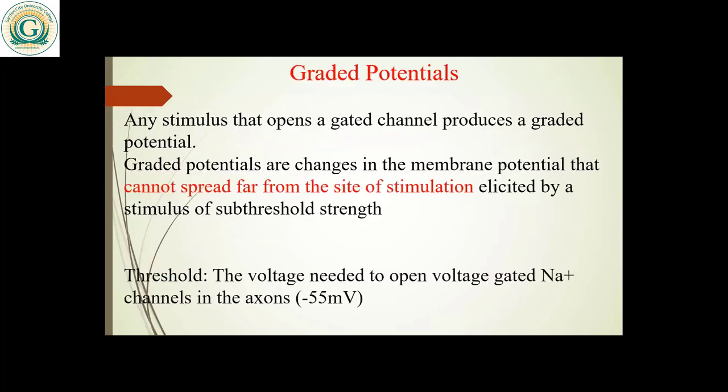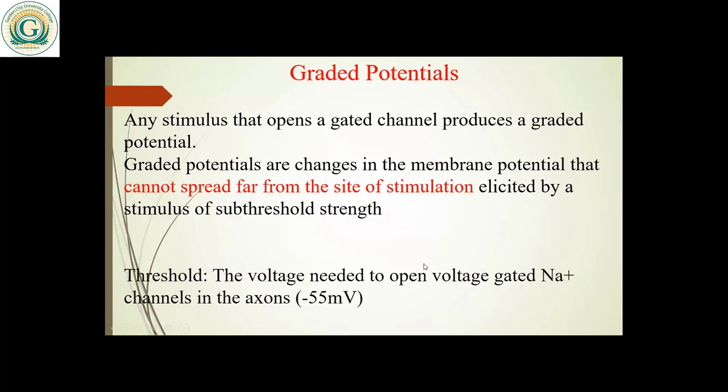So graded potentials mainly start at the dendrites or the cell body. That's the basic difference I can give you. Graded potentials occur at the dendrites and then the cell bodies of the neuron, whilst action potential occurs at the axon. That's the basic difference I can give for the two. Now let's move to the details of each of them.